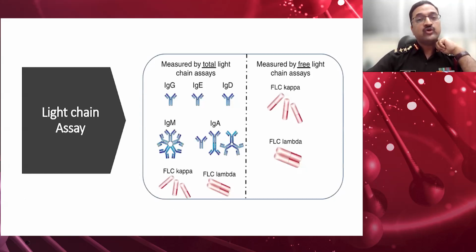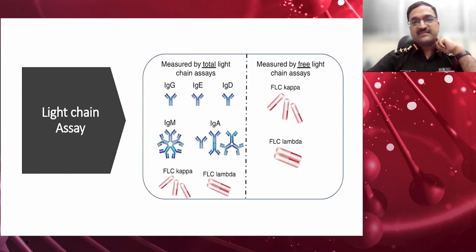Now, previously, we used to do something known as a total light chain assay, wherein we used to pick up those light chains which are intact, or coupled with the heavy chains, and those which are free. But lately, the ideal way is to do a free light chain assay.